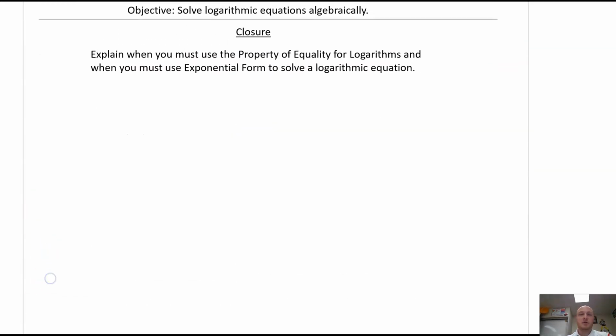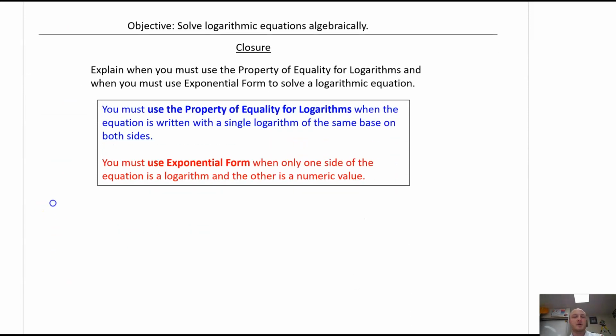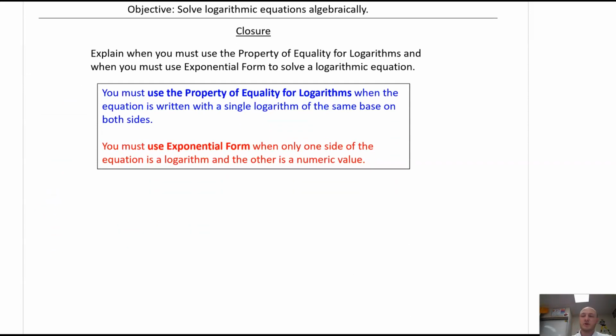All right. So closure, wrapping up this part of the lesson, explain when you must use the property of equality for logarithms and when you use the exponential form. Two different types of solving. When do we use the property of equality? When do we switch to exponential form? And hopefully you answered, you use the property of equality when you have a logarithm on both sides. You switch to exponential form when you only have a logarithm on one side.